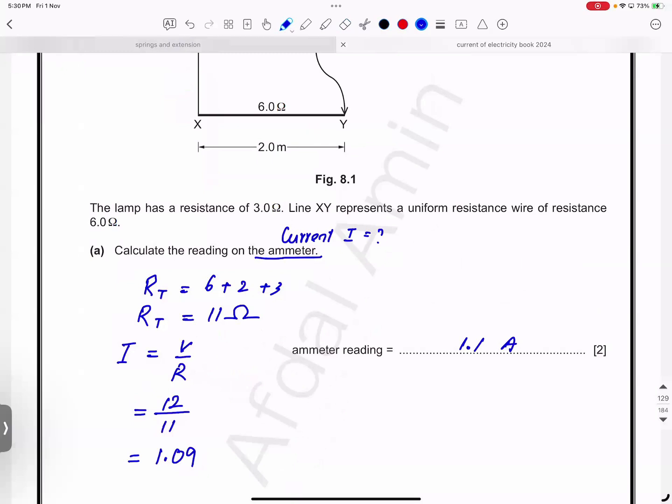So they ask you the ammeter reading indirectly. They didn't say it's the current. You should know the ammeter gives you the current.